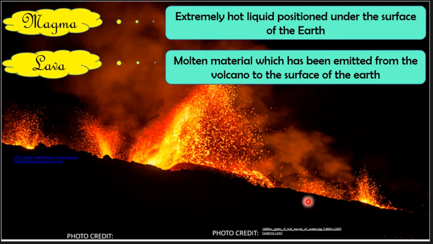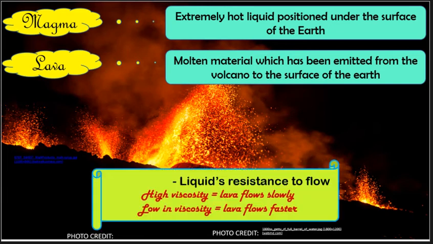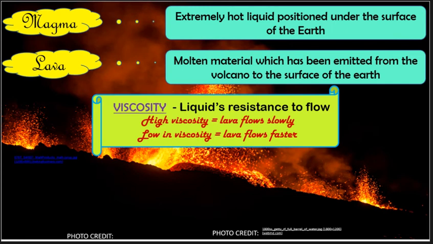Okay? And as the volcano explodes, lava will flow onto the Earth's surface, but the speed of the lava, how fast or how slow the lava will flow, depends on what we call viscosity. What is viscosity? It is the liquid's resistance to flow. So this will be the characteristic of a lava for us to determine if the flow is slow or faster. How? When the lava is high in viscosity, the lava flows slowly. But when the lava is low in viscosity, the lava flows faster.